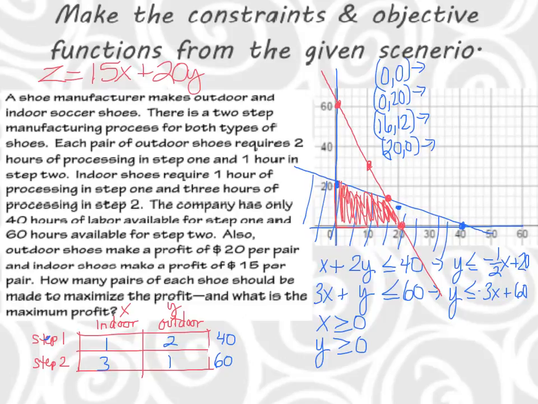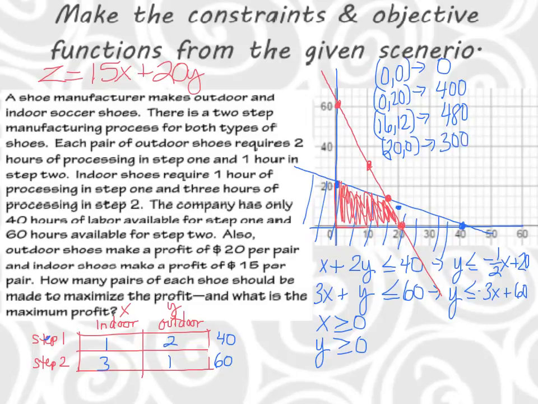All right, if we plug 0, 0 in, that's a pretty easy one. You're just going to get 0 back for that. All right, plug 0 in for x, and then 20 times 20 would be 400. And then if you put 16 times 15, and then 12 times 20, we get 480. And then the last one, if you plug 20 in for x, 0 for y, you'd get 300.